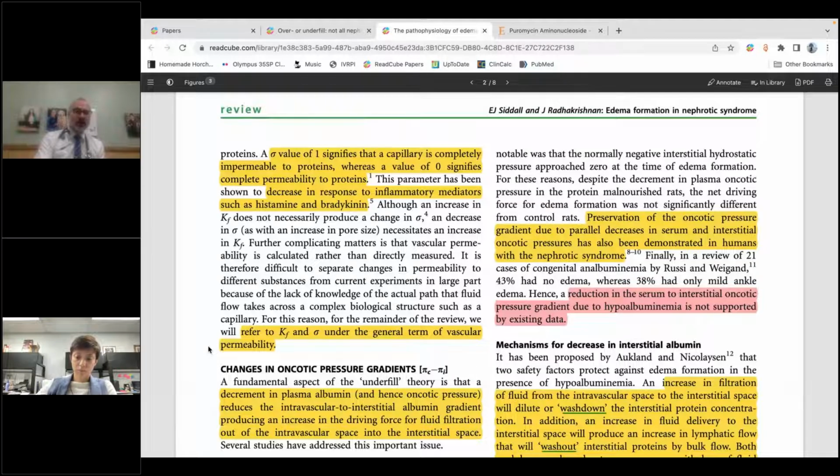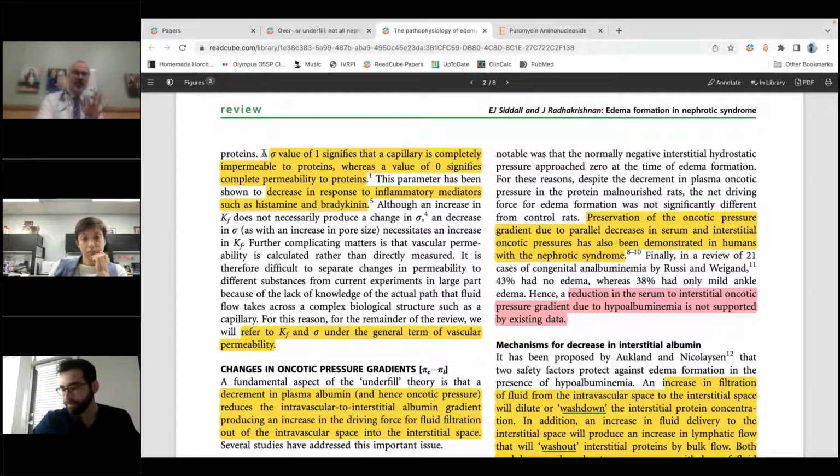And then they talk a little bit more about that protein reflection, where a rho of 1 means it's completely impermeable to proteins and 0 means it's permeable, and that is not a fixed number. It can change in response to inflammation, and there are some things that can increase it and some things that can decrease it. Because we can't measure them very well, we usually put the filtration coefficient and the protein reflection coefficient together, and we refer to that as permeability.